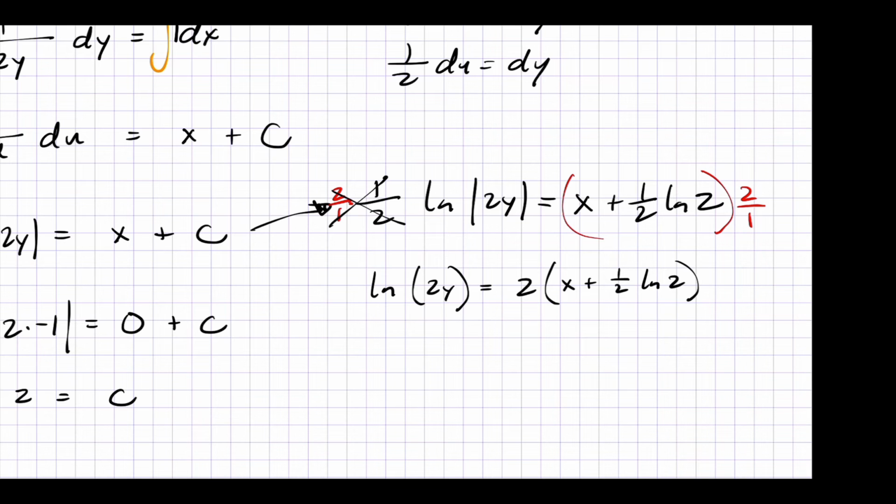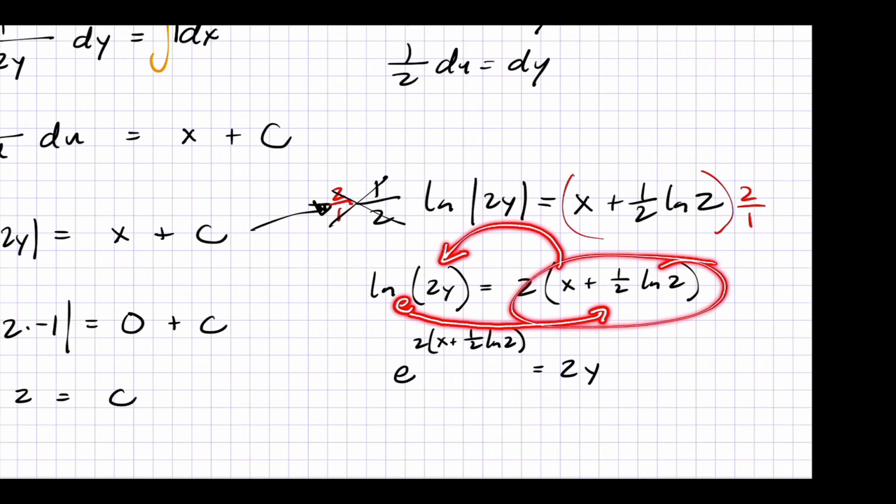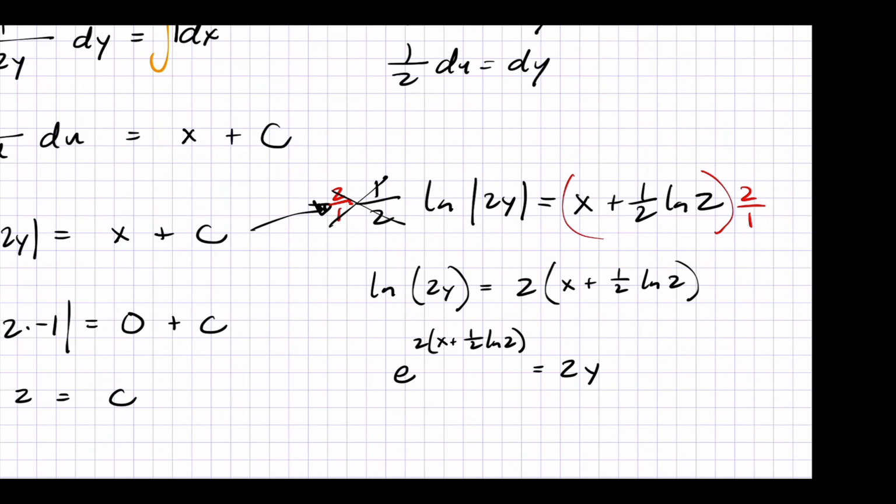Just like we did yesterday, to separate the natural log from the y, I have to get rid of this natural log. We're going to use exponential, so e. E is the base, so that becomes the base. This becomes the power equal to that. And the last step is divide by 2.